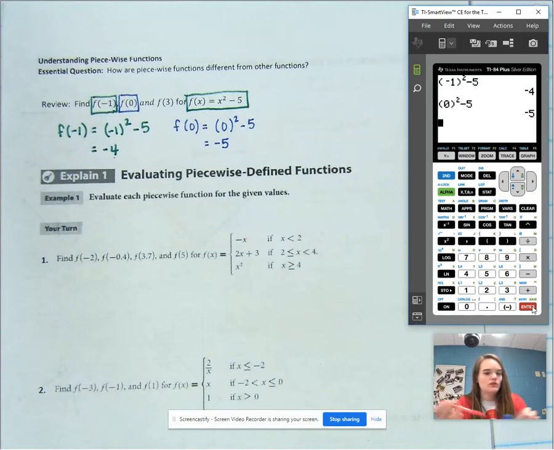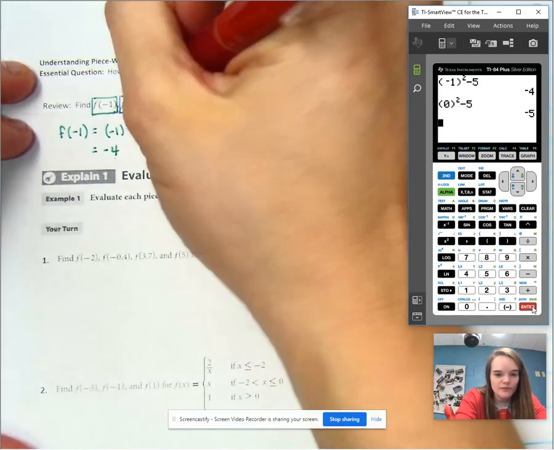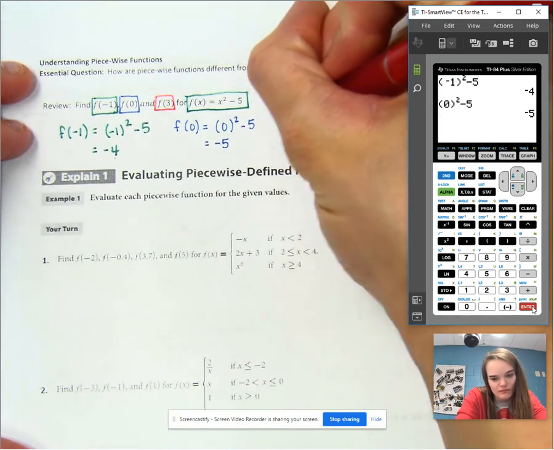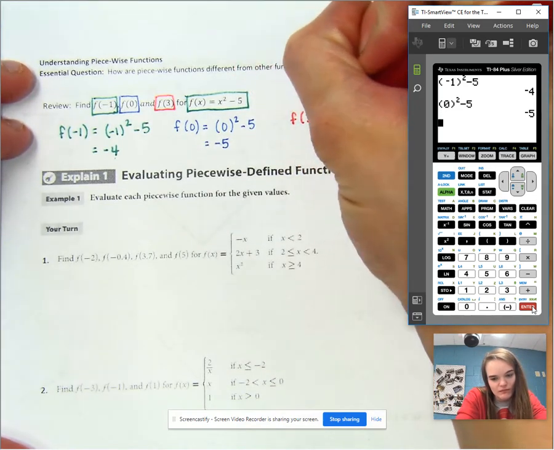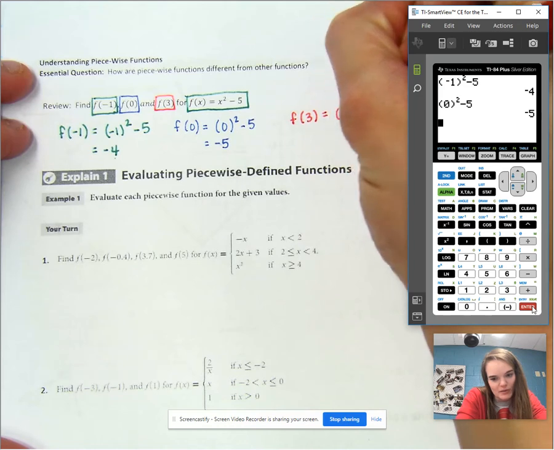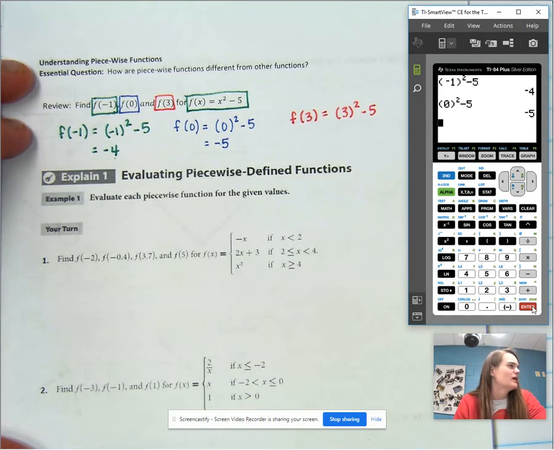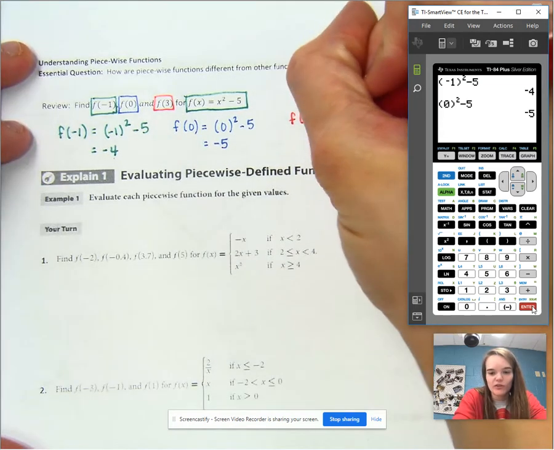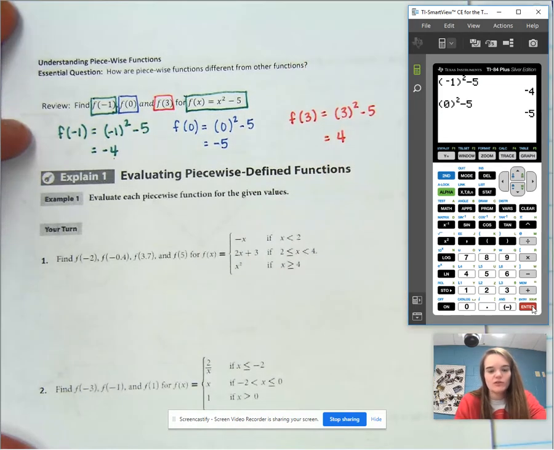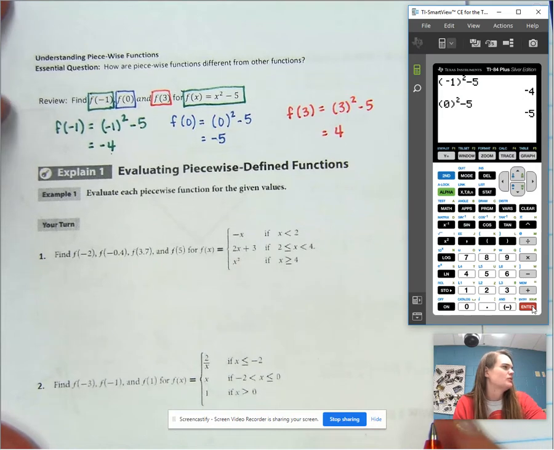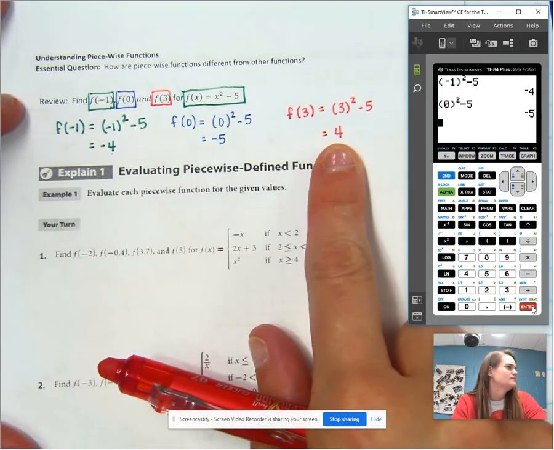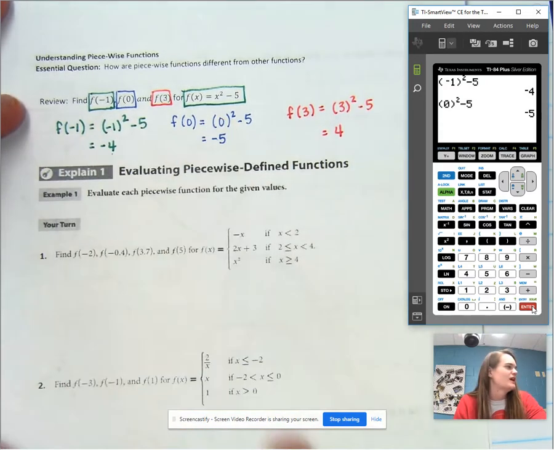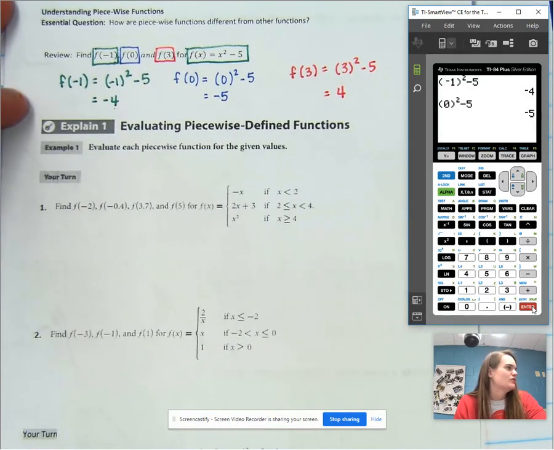Okay, and let's do f of 3. So for instance, what I mean by doing it in your head, 3 squared is 9, and 9 minus 5 is 4, so this one is actually 4. So that's what I mean by doing it in your head. It's possible to do it in your head. So these are our 3 values here that it told us to find. We're going to do that now with a piecewise function.